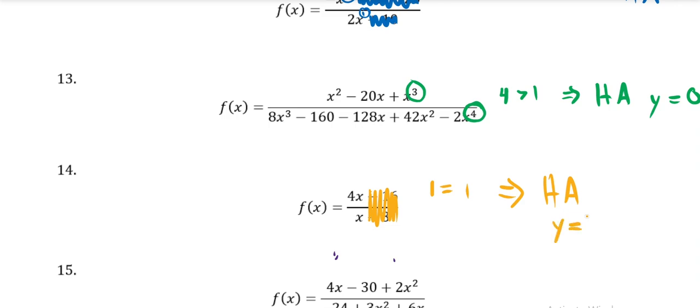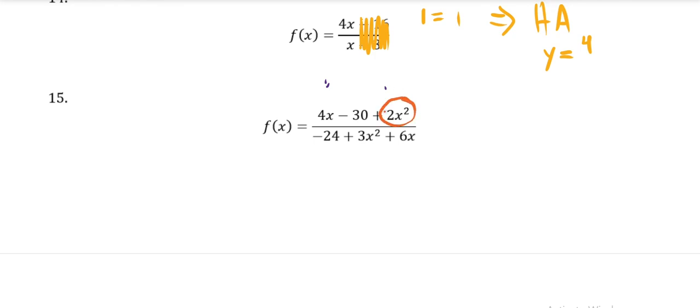This will be at y equals 4 over 1, which we might as well just write as 4. Again, we've got some scrambling here. We've got the degree of 2 on the top. We have a degree of 2 on the bottom. And that tells us, since 2 is equal to 2, that we're going to have to find our horizontal asymptote by looking at the ratio of their coefficients, 2 to 3. And there we have it.